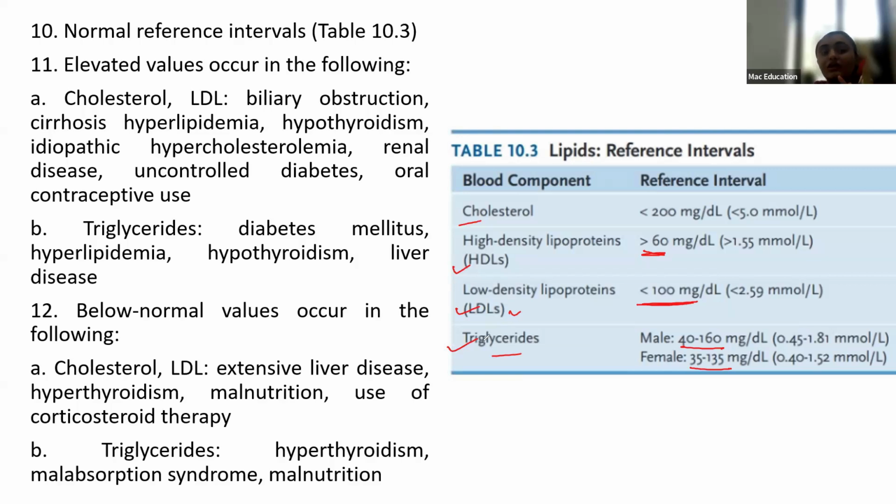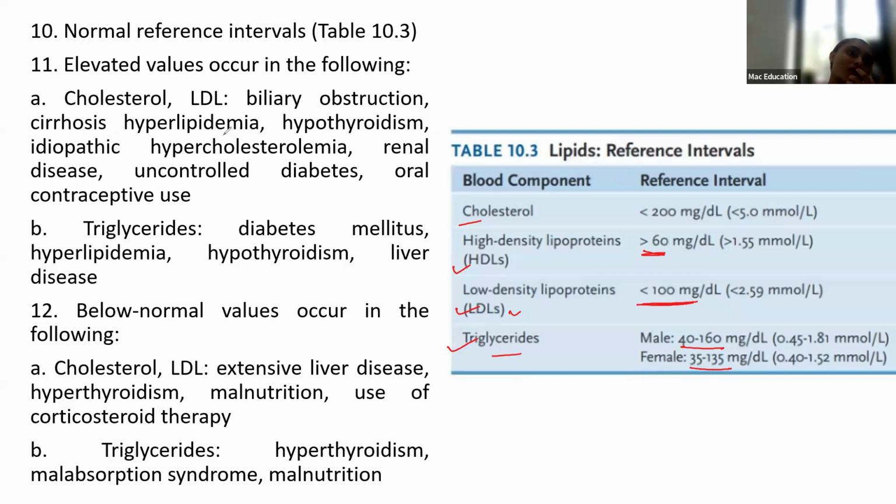So in which conditions do cholesterol and LDL become high? First is biliary obstruction. There is no extra bile to break down fat. Due to the biliary obstruction, the hepatic circulation for the bile secretion has been obstructed due to a stone or anything. Cirrhosis hyperlipidemia means fatty liver. Yes, the liver has become cirrhosed due to high lipid levels. So that is cirrhosis hyperlipidemia.